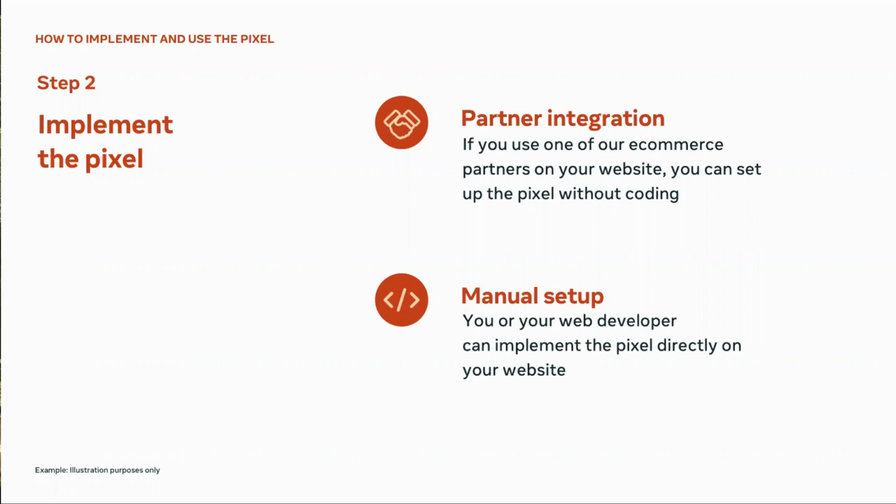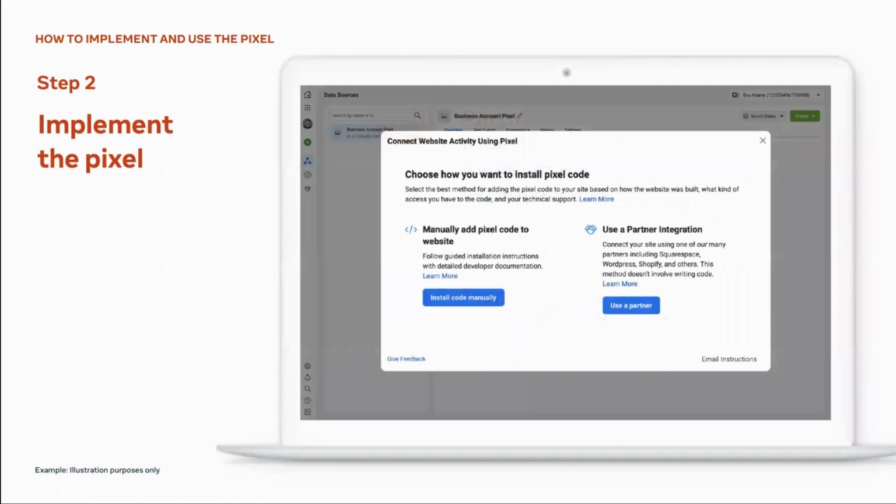So they may need to put it into the header of your theme or your template or something like that, to make sure that the pixel is accessible on all the pages within your website. Manual setup for me is probably the easiest way to do it because I have control over my websites. But if I'm working with a client's website, I may not have full permissions to do things like adding code to their website. So at least I can send them a partner integration, which will help to make that job a little bit easier for them, or at least as easy as possible with their web developer.